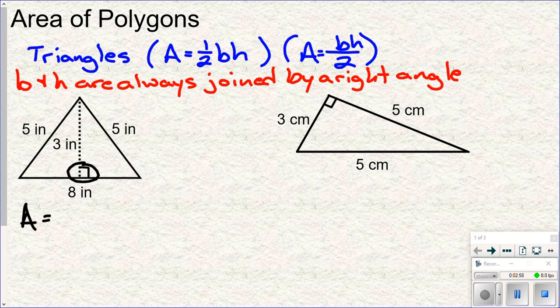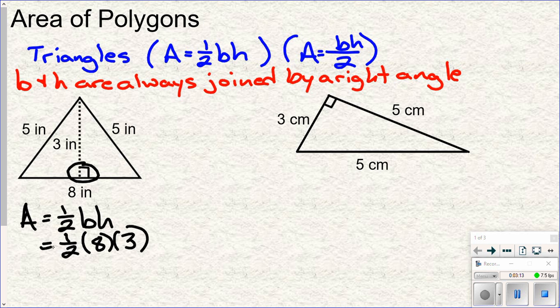So to find the area, again, I'm going to use this formula, 1/2 times the base times the height. I'm going to do 1/2 times 8 times 3. And so 8 times 3 is 24. And then take half of that. So half of 24 is 12. So the area of this triangle is 12 square inches. Remember, the units for area are always squared units.